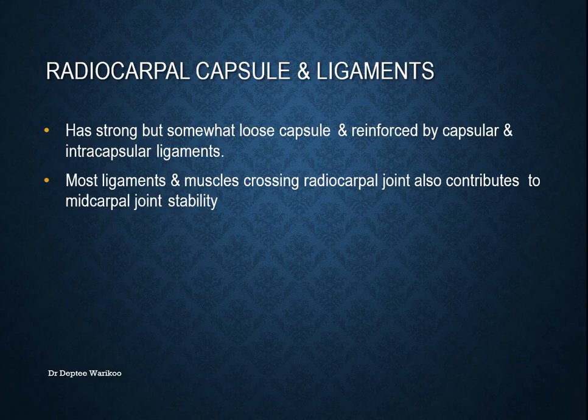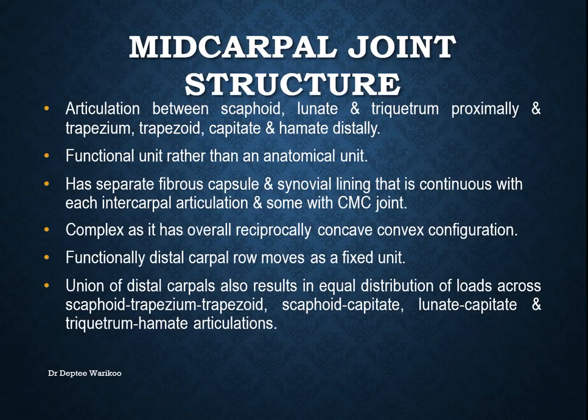Now we will talk about the radiocarpal capsule and the ligaments. The radiocarpal joint is enclosed by a strong but somewhat loose capsule and is reinforced by capsular and intracapsular ligaments. Most ligaments that cross the radiocarpal joint also contribute to stability at the midcarpal joint. And so all the ligaments will be presented together after the introduction of the midcarpal joint. So stability will depend mainly on these ligaments. Now we will talk about the midcarpal joint and the structures present there.